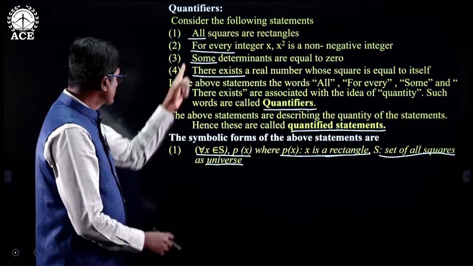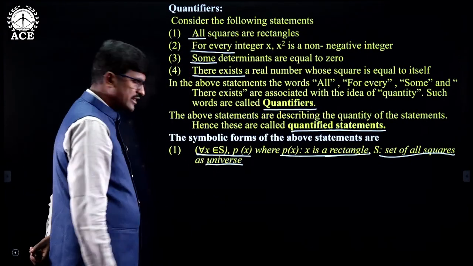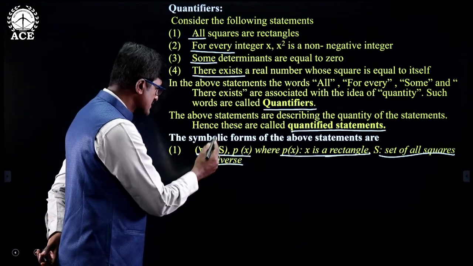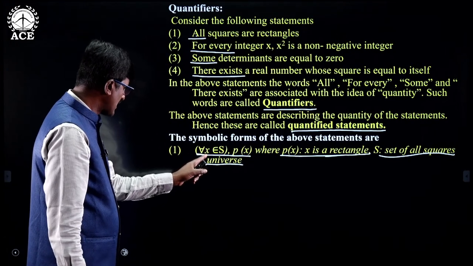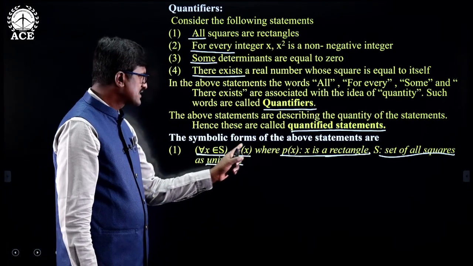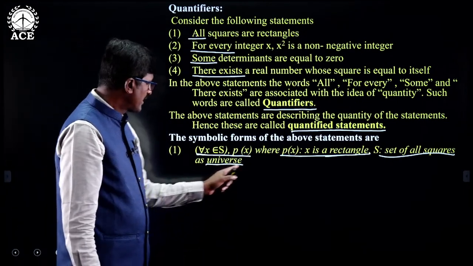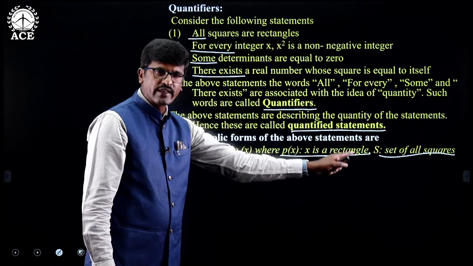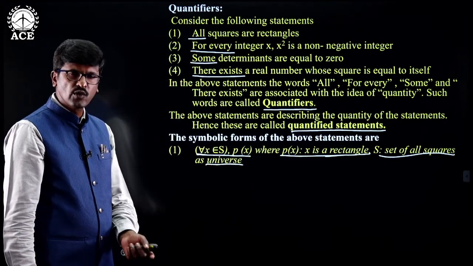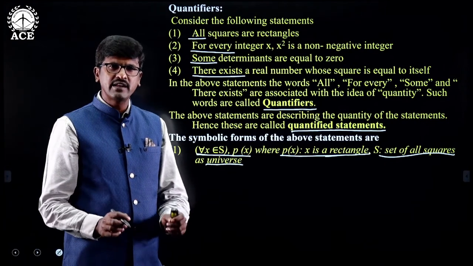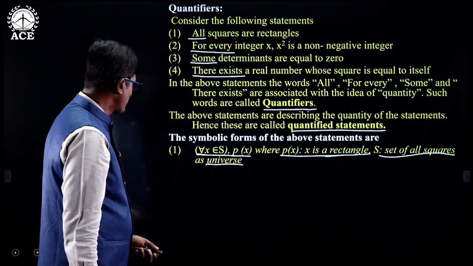This for all is the universal quantifier. That universal quantifier is denoted with for all X belongs to S, where S is the set of all squares. So the meaning of this is that every X is a rectangle. What is X actually? X is a square. That means the universe consists of all squares. If you take any element in the universe, then that element is a rectangle. This is the symbolic form of this one.